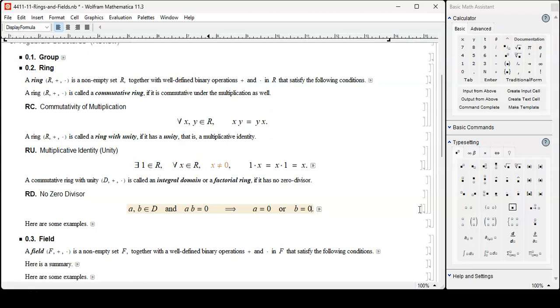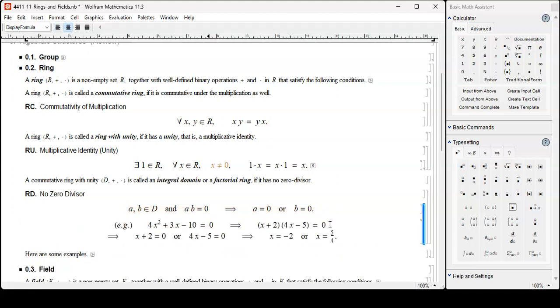Here's an example of the application. How do you solve a quadratic equation? Well, factor like this, (x + 2)(4x - 5) = 0. And then please recall that there is no zero divisor for polynomials. So the polynomial ring, as a matter of fact, will turn out to be an integral domain or a factorial ring.